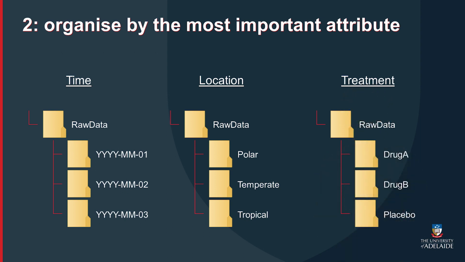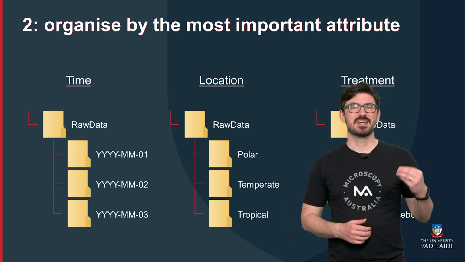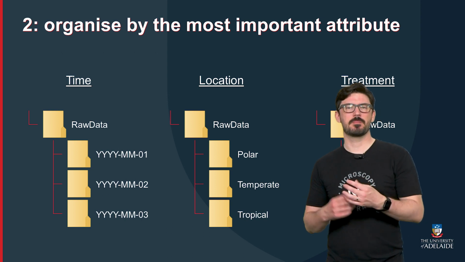So I show examples listed and including subfolders created first per acquisition date, so in year, month, days, per location, so sorted by climate, that's polar, temperate, and tropical, and by the treatment or intervention type, whether it's images from specimens treated with drug A, drug B, or placebo. So option two may be better suited to your data set, and you'll do likewise for the most important attribute in your study.